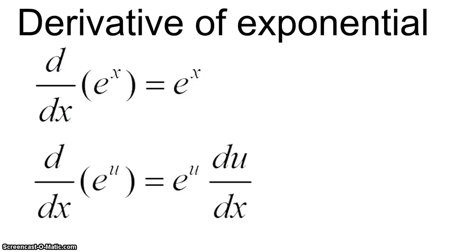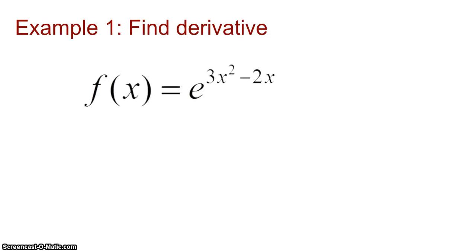The derivative of e to the u, if u is a function of x, is e to the u times du dx. So that's just using the chain rule. So let's look at an example. Going back real quick, these two are things you're going to want to know. You should memorize: the derivative of e to the x is e to the x. The derivative of e to the u is e to the u du dx.